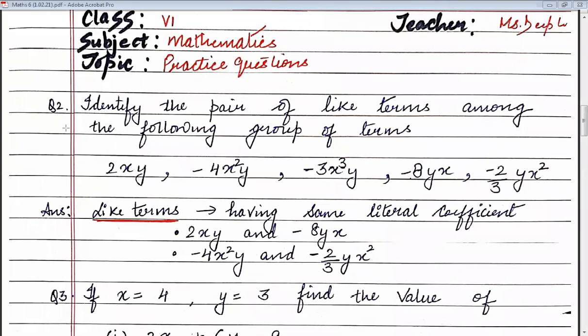So let's see. Now children, here 2xy, let's find out, is there any xy term in the given question? Yes, this one. So yx or xy, it's one and the same. So now children, it means these two are like terms. Let's find out, is there any other pair also which are having same literal coefficient?